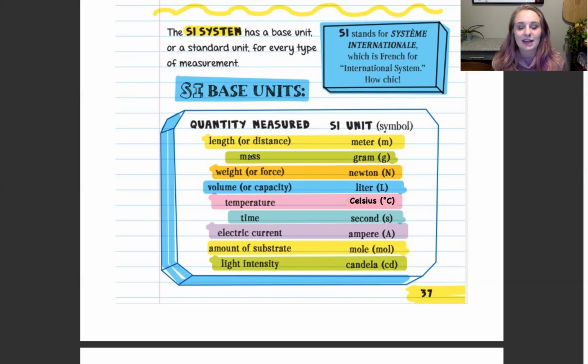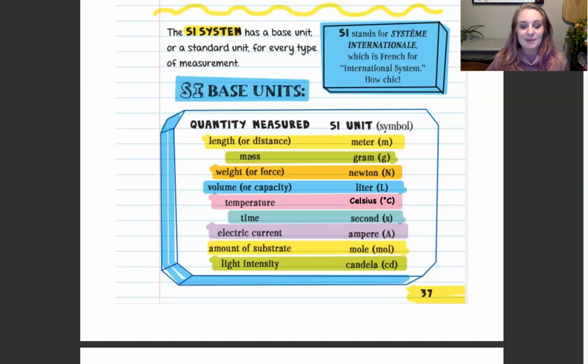Volume is measured in liters. You may have heard of gallons, quarts, pints, but the SI base unit for volume is a liter. And I have an example of a liter. I was looking through my apartment and most things were measured in gallons, but I found this bubble bath, which is exactly a liter. So this is the example of a liter.